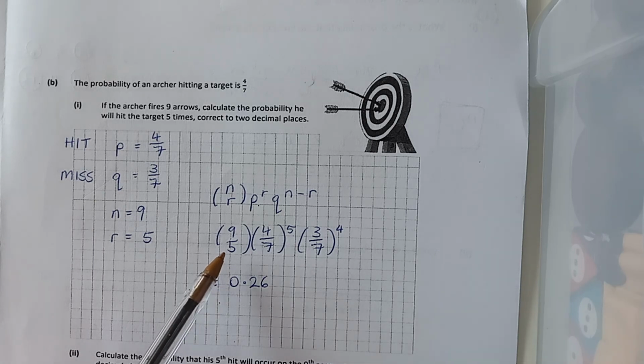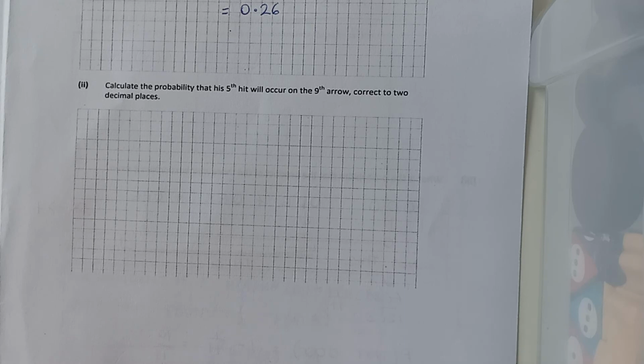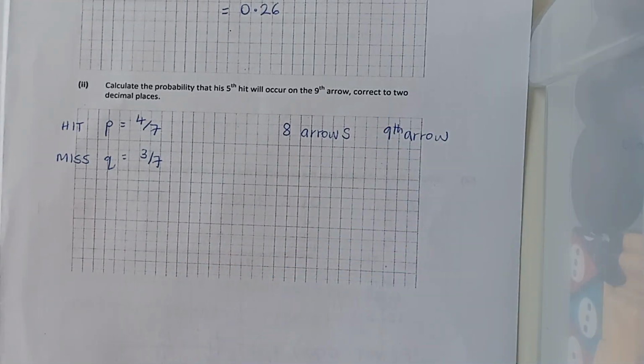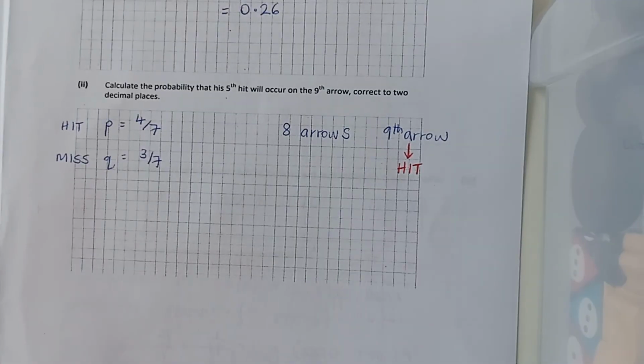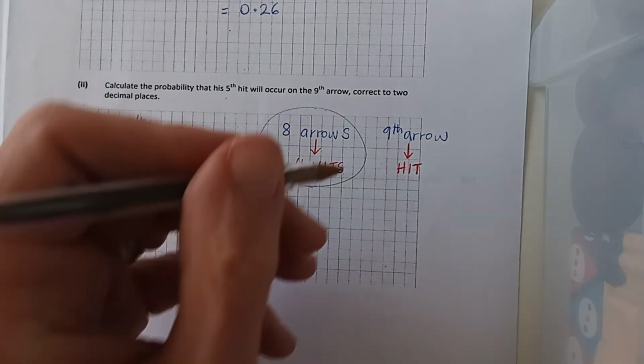Part 2 of this question is just a little bit of a variation on this. We've still got a probability of hitting the target as 4 over 7 and missing as 3 over 7. We want the probability that the 5th hit will occur on the 9th arrow. So we've got some stuff happening with the first 8 arrows, and that 9th arrow at the end, we want that to be a hit. And if we want that to be the 5th hit in particular, that means there must have been 4 hits already. So we're going to do a regular Bernoulli calculation on this part of the statement, and then we're going to multiply it by what's happening with that 9th arrow that hit at the end.